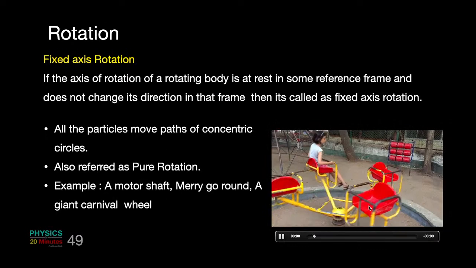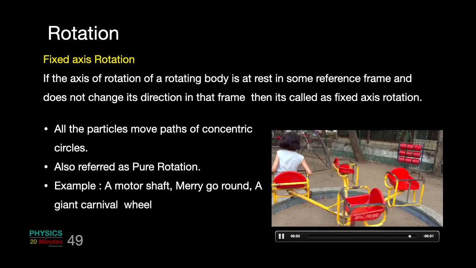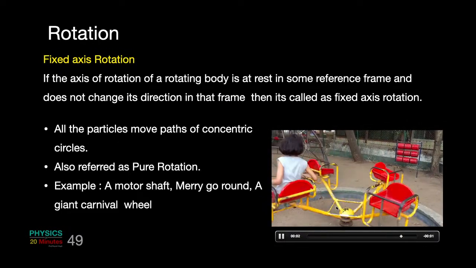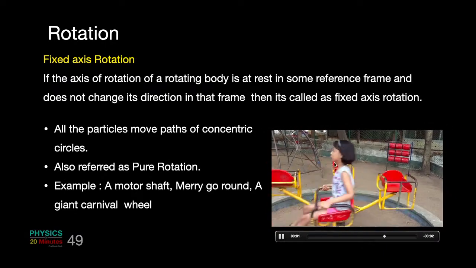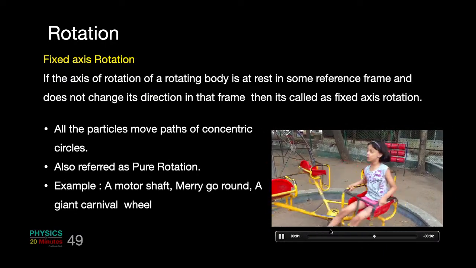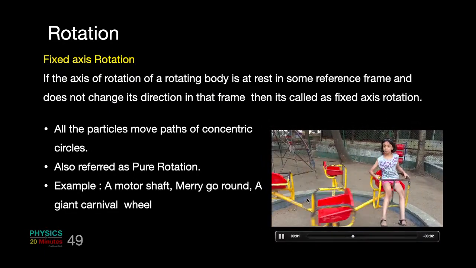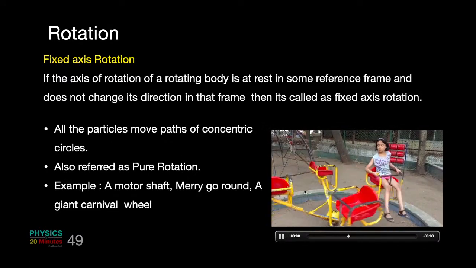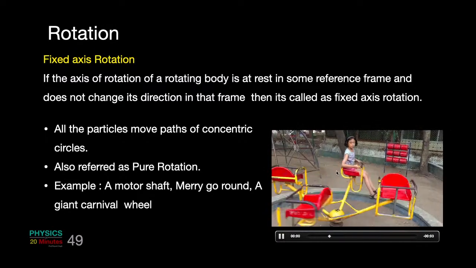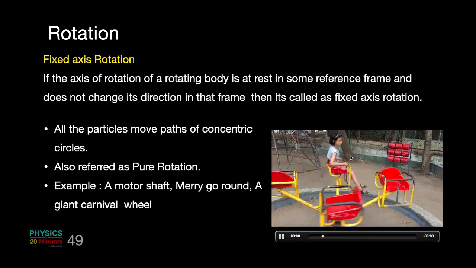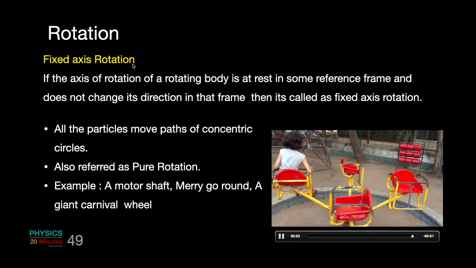Where is the axis of rotation? The axis of rotation passes through the center and it's vertical. So somewhere here at the center and it's vertical is the axis of rotation. It is fixed. It is not moving. Remember that. Any point you take on these chairs or anywhere else which are rotating, they are moving in circles about that axis of rotation. So this is an example of fixed axis rotation.